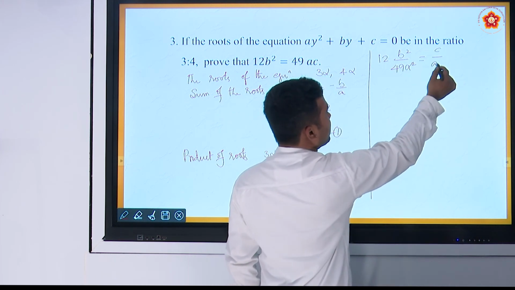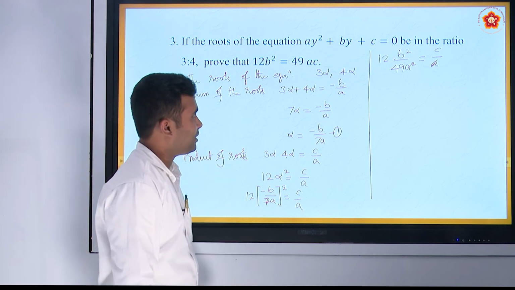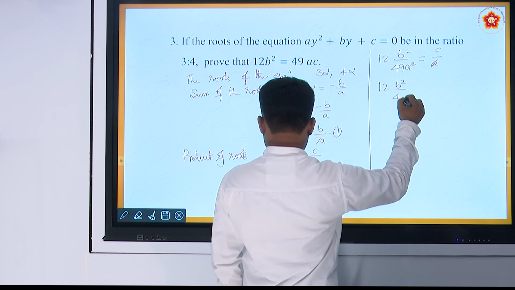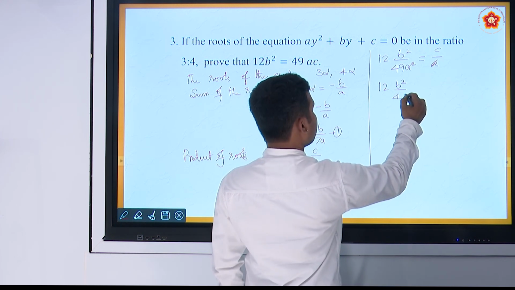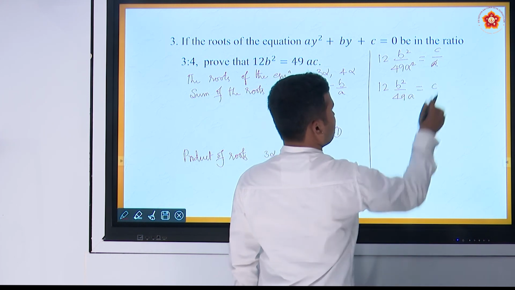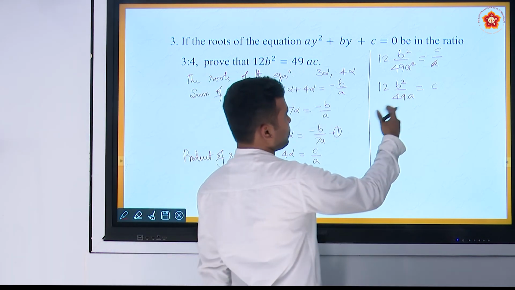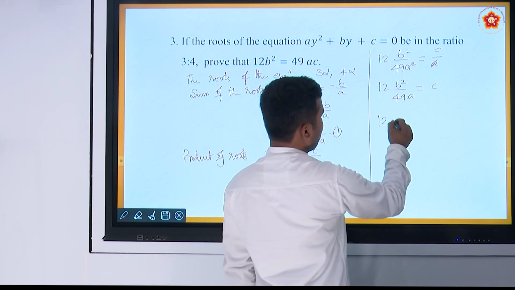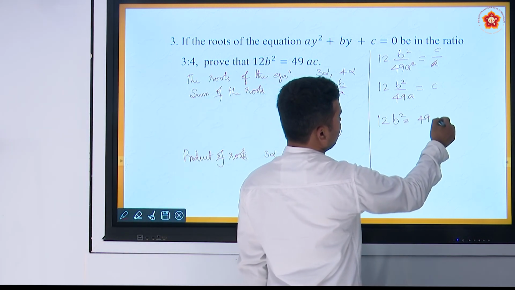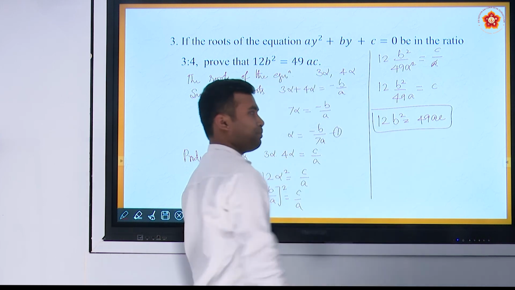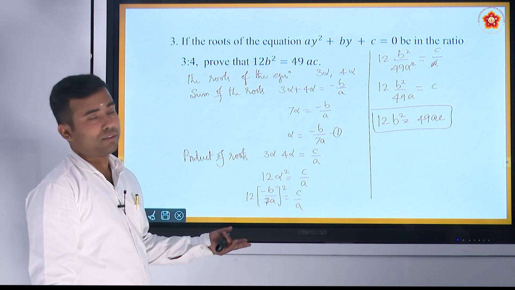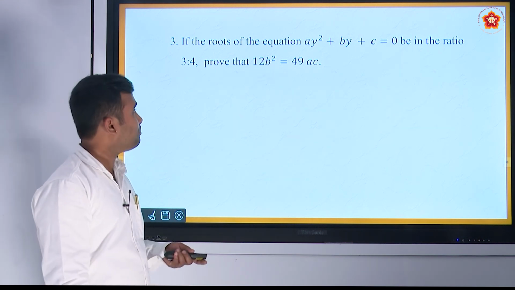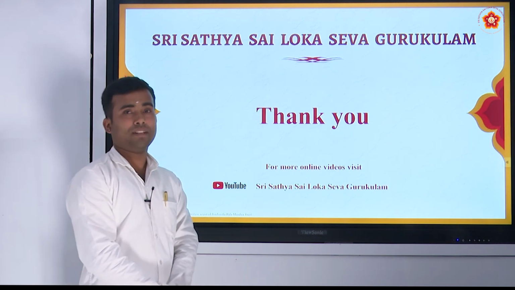On one side, an a gets cancelled, and on the other side also an a will get cancelled. So now which is 12b square divided by 49 into a, which is equal to c. Understand? So now you just do the cross multiplication, you will get the required one. So that is 12b square is equal to 49ac. This is what we need to prove. 12b square is equal to 49ac. And this completes exercise 9.3.